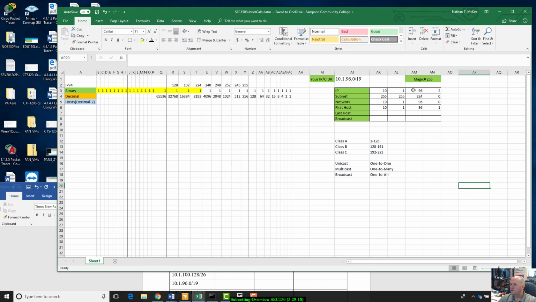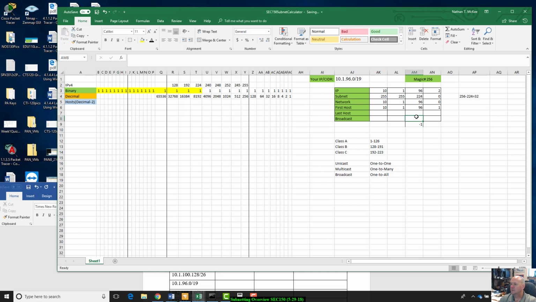So, magic number 256. If we take 256 and subtract 224 from that, 256 minus 224 equals 32. I just know that off the top of my head, and if I put equals, it'll make more sense. So 32. If I do 32 plus 96, that's 128. So this is going to be 128. What you got to do is make sure you subtract 1 from it.